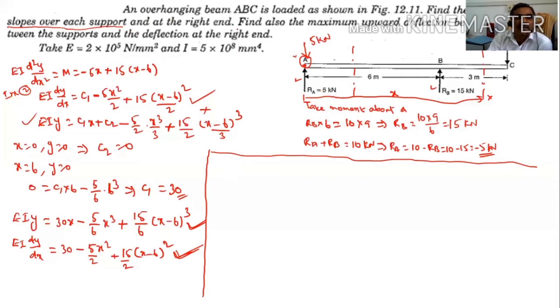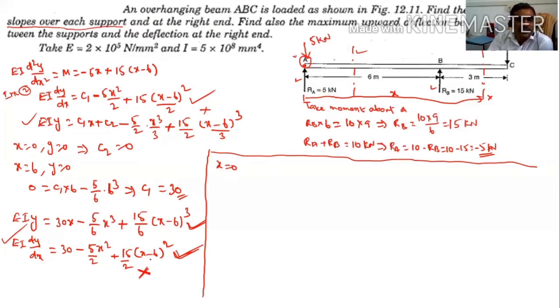Supports and at the right end. So if we calculate the slope at point A, what do you have to put? You have to put x is equal to 0 in this equation. If you want to calculate slope at this point, you must have taken the axis here. Then this last term will not come into the picture. This you should not consider.